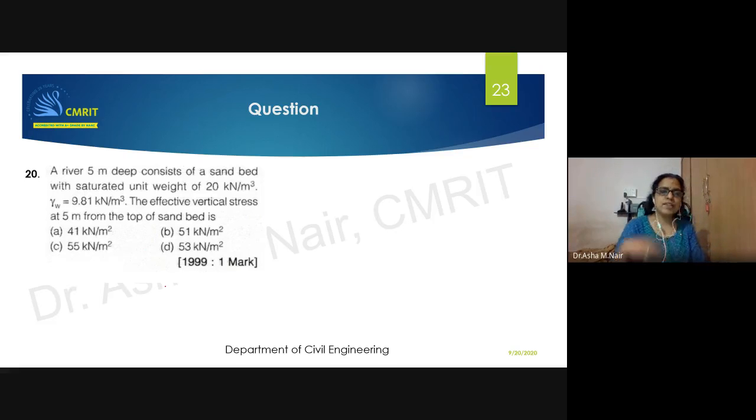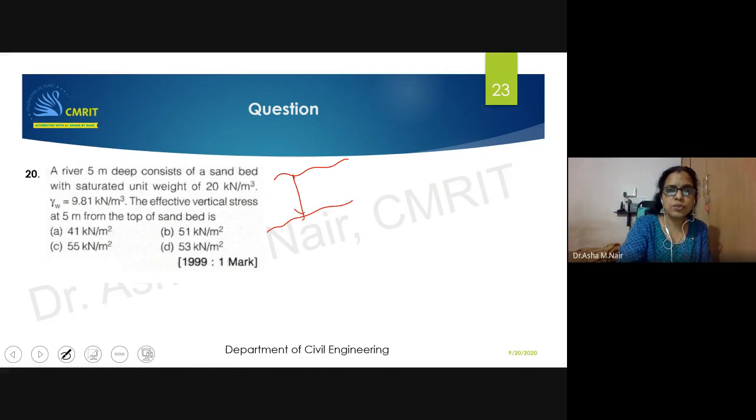The moment you see this question itself, you have to make a sketch so as to make it very clear for you. So you are having a river bed and the river is 5-meter deep. So this is going to be 5-meter. What will be there on this river? This will be river water only, right?